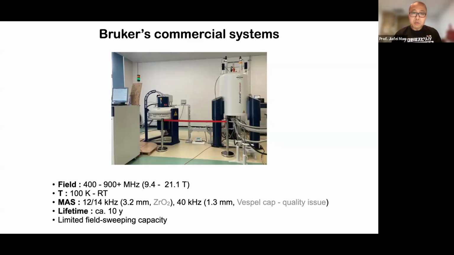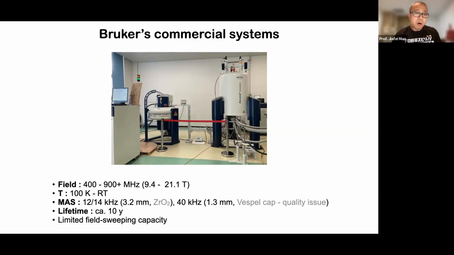And if you use a 1.3 millimeter rotor, which we also practiced a bit in Beijing, then we can really go to 40 kilohertz at about 100 Kelvin. But at the moment what we see is the Vespel cap on the 1.3 millimeter rotor, at least from Bruker, has a bit of a quality issue, and sometimes it tends to break after several runs.